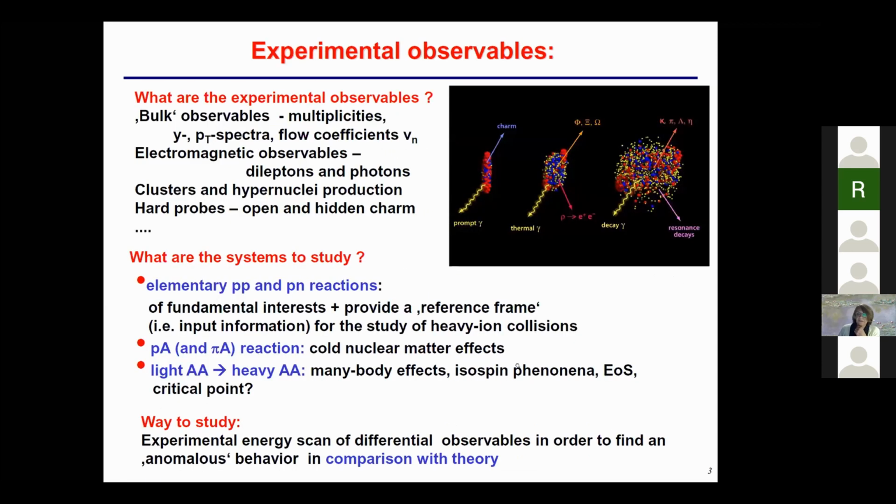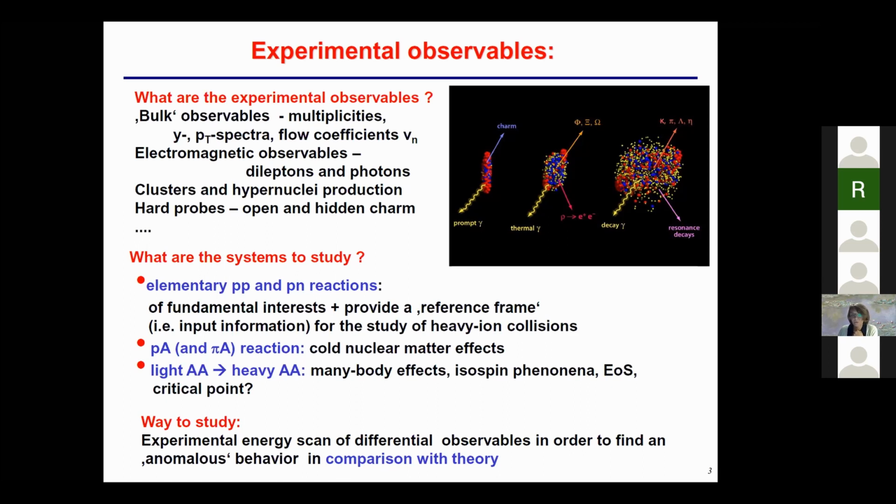And another important issue is what kind of observables we can address. As I mentioned, in experiment we measure spectra, bulk observables, multiplicity, flow. We measure electromagnetic observables, dileptons and photons, cluster and hypernuclear production. We measure hard probes. And the idea is that all these particles, all these probes, are emitted at different times of the reaction. Because of that, we hope to reconstruct the full time evolution of the heavy ion collision and obtain knowledge on the different phases of our reactions.